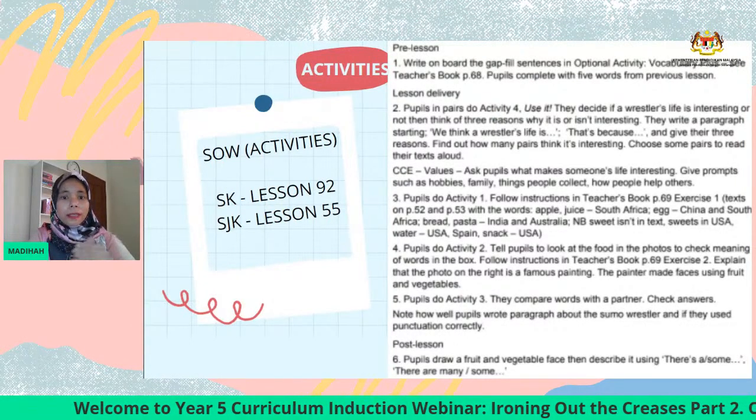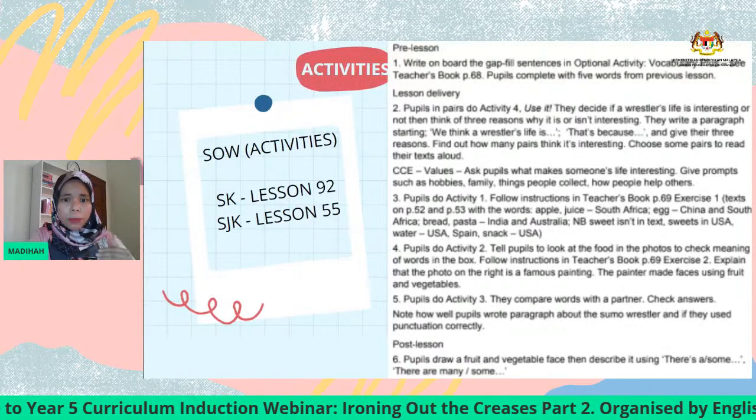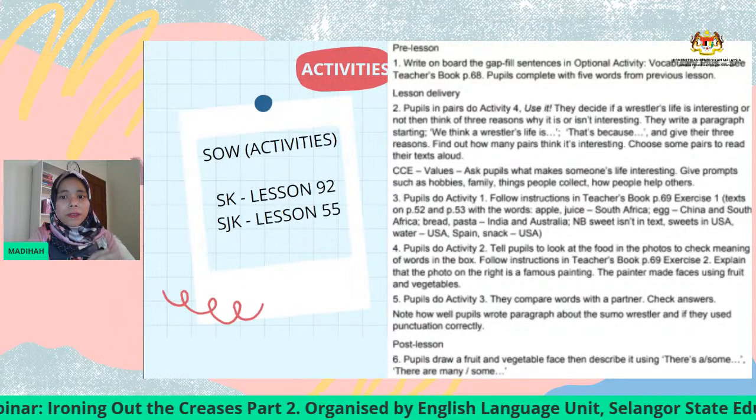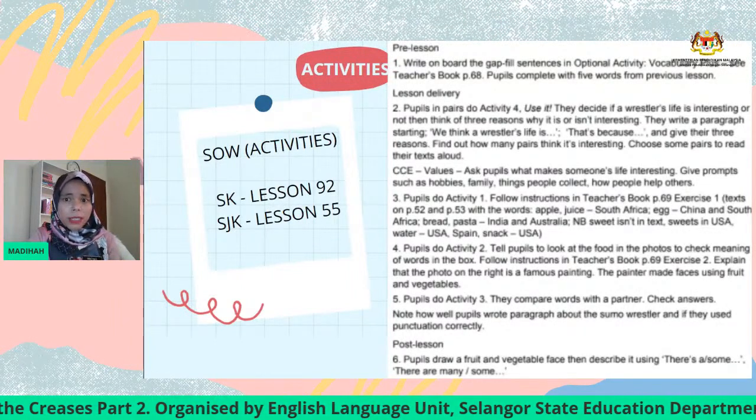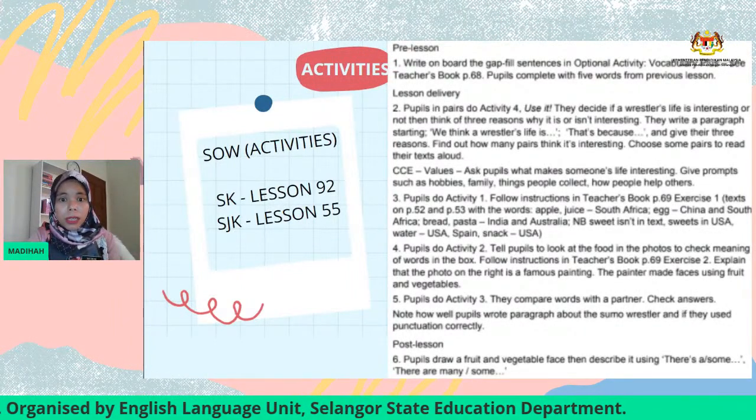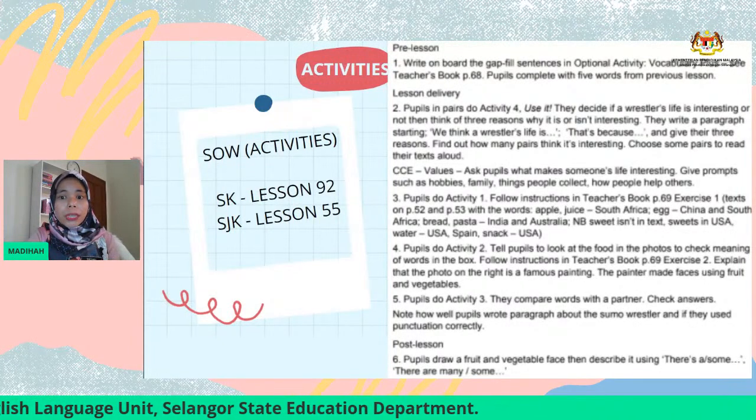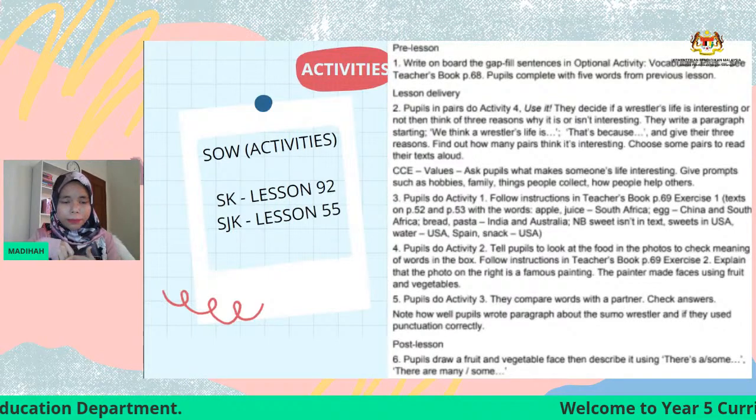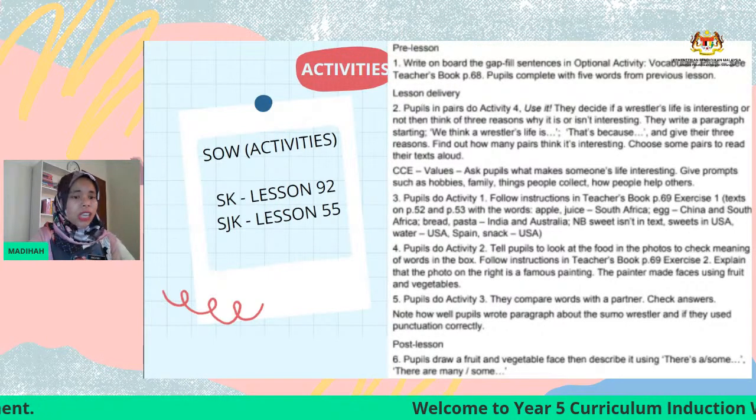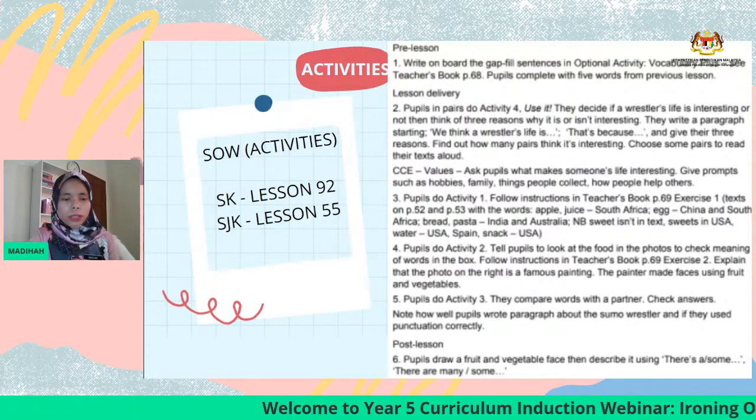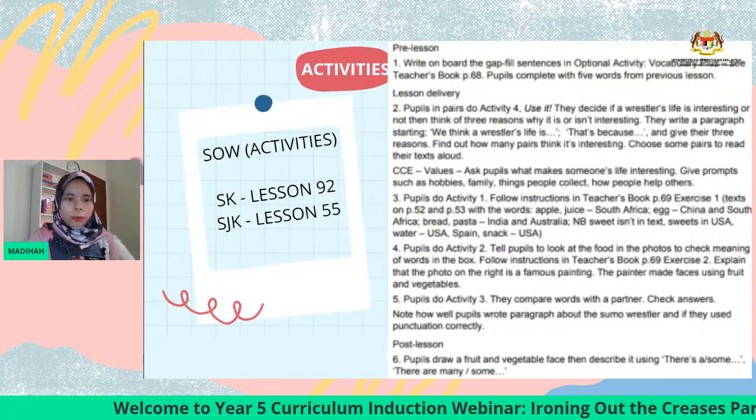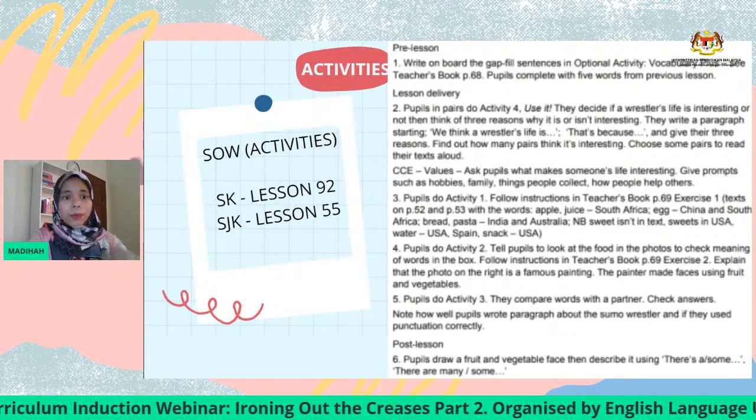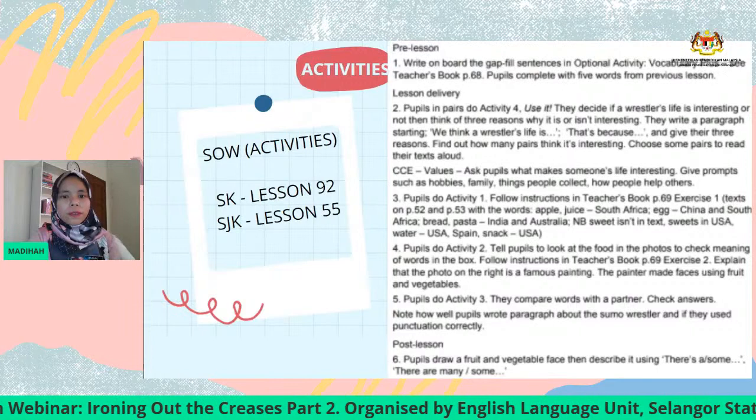All right. For the second activity, it is suggested in the SOW that pupils work in pairs. They need to decide if the restless life is interesting or not, and then give 3 reasons. Then they choose some pairs to read their text aloud. So here, students will write their own opinion and then share it with their pairs. If you think activity number 2 is a bit difficult for your students, maybe you can adopt and adapt it, or discard it if you disagree with it. It is up to you to come up with an activity that fits your students.